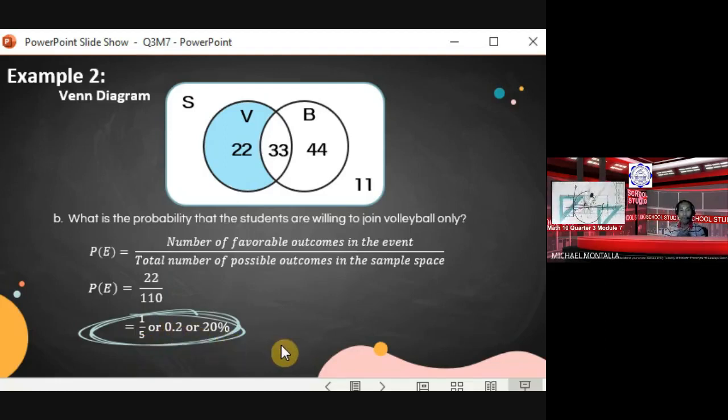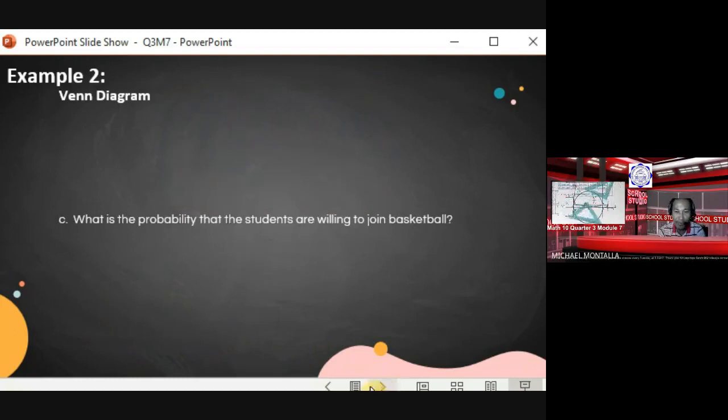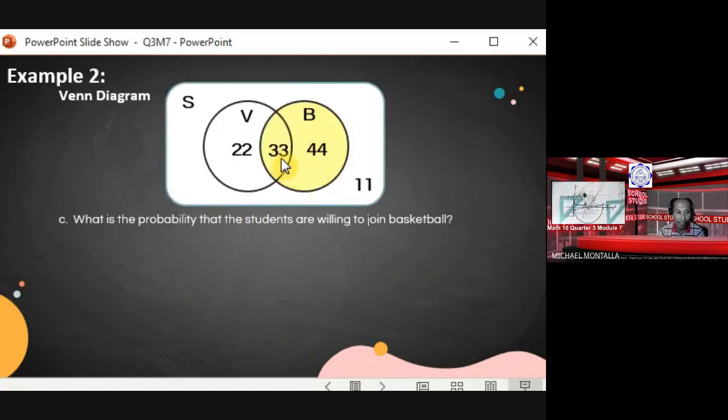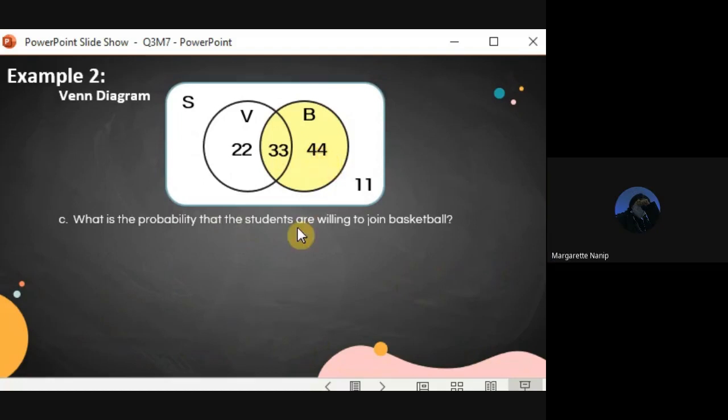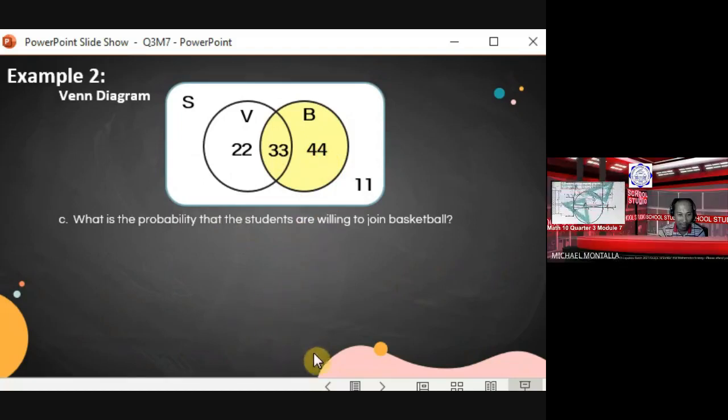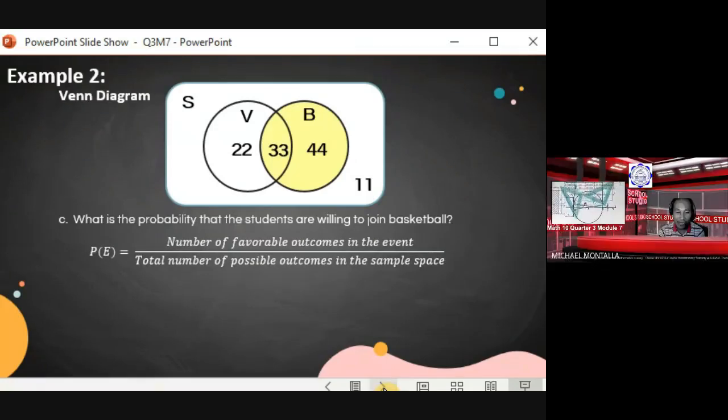Did you get the second problem? Opo. Salamat. Let's proceed now to the third one. Okay. So, willing to join basketball. Ilan ba yung nakapasok sa loob ng basketball na circle? 33 and 33 and 44. What is your answer now? 77 over 110. Very good. Okay, 77 over 110.